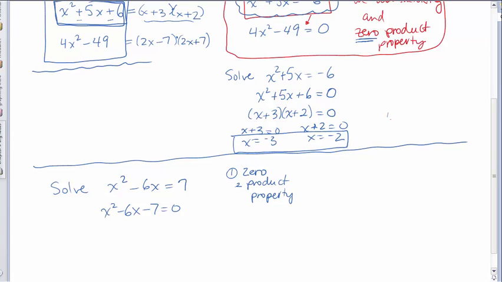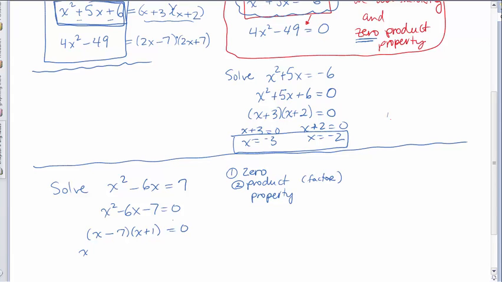The second step is I write it as a product, and when I write it as a product, that means I factor it. So if I factor this one, it's going to be, let's see, a product of -7 and a sum of -6. I think it's going to be x minus 7 times x plus 1. And then I use the property that says if when I multiply two things I get 0, one of these original factors had to be 0.